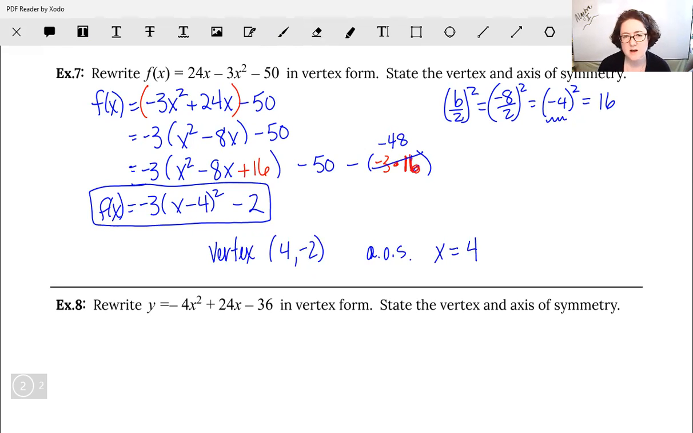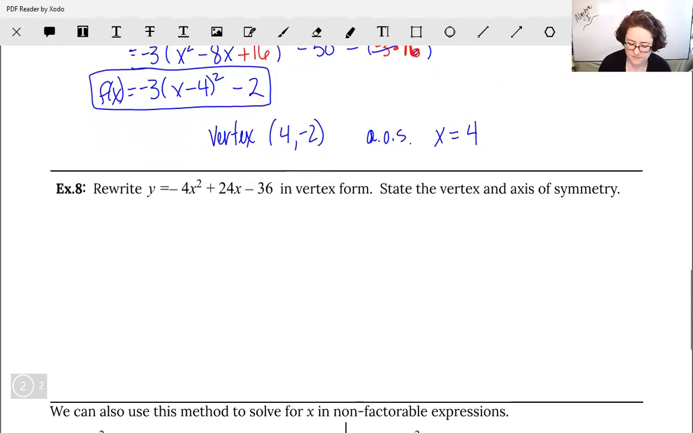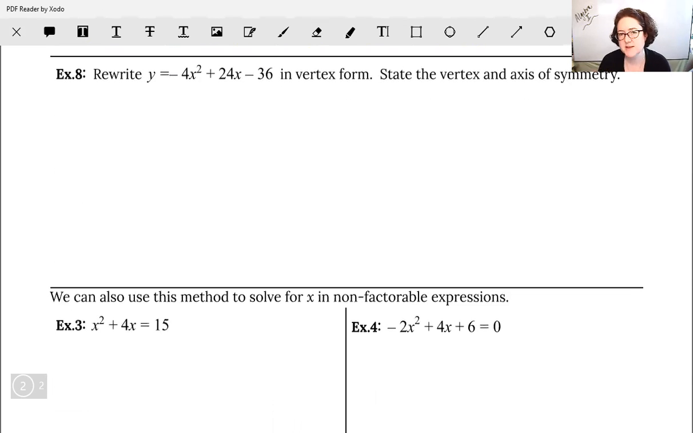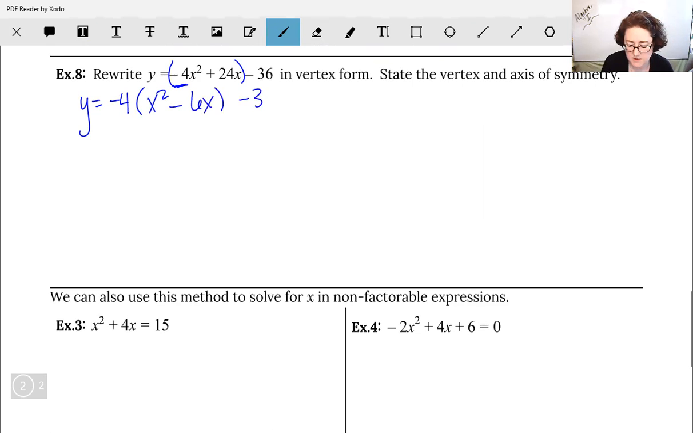Okay, so let's see how example 8 went for you. Just like the previous one, everything's in order, so I don't have to rearrange, but I do need to consider my first 2 terms, and I've got that a value to factor out. So this is going to be factoring out that negative 4. Again, don't take the x with it. Just the negative 4, that'll give me an x squared minus 6x, negative 36 sitting on the end by himself.